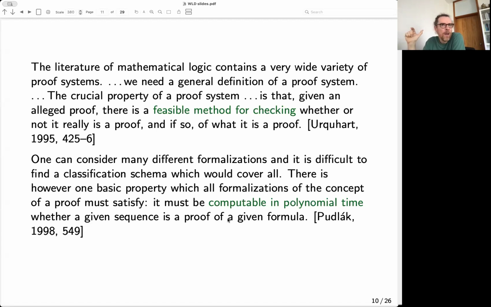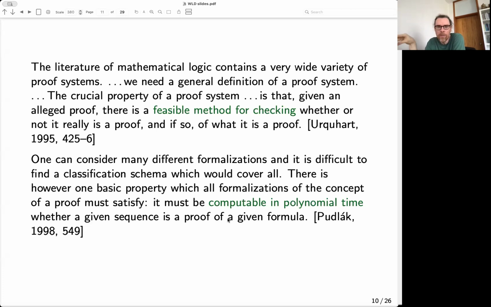This is pretty standard in computational complexity theory, the Cobham-Edmonds thesis, that feasible is taken to mean polynomial. Anyway, that's the sense in which he's using feasible here. The next quote is a little bit more explicit, so he actually uses the word polynomial. "One can consider many different formalizations, and it is difficult to find a classification schema which would cover all." Again, that's the project of this talk.